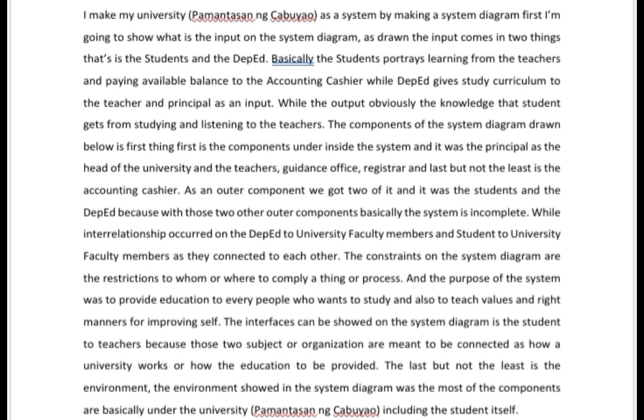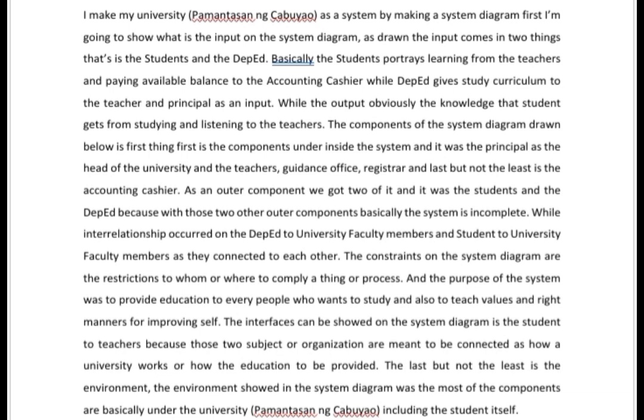And next to that are the teachers, the guidance office, the registrar, and last but not the least is the accounting cashier. Yung mga bagay na yan is under ng inside component ng system. Bali sila yung organization or yung faculty members ng pamantasan ng Kabuyaw. Kaya that's why they are labeled as the inside component of the system.